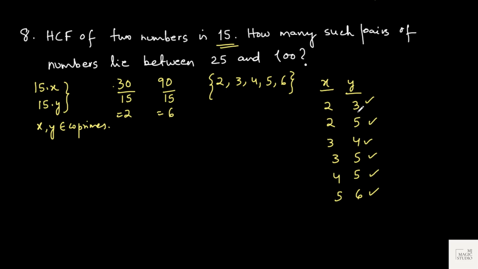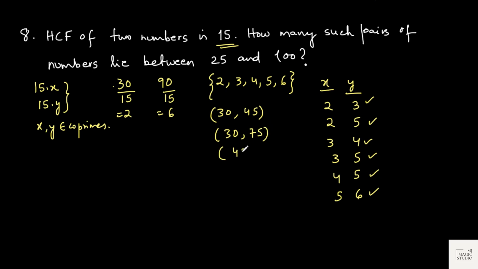Now you'll be wondering what is this 2 and what is this 3. Actually, these are multiples of 15. So these are the values of x and y. First pair is 15 into 2, 30, and 15 into 3, 45, for which the HCF is 15. Second pair would be 30 and 15 into 5, 75.